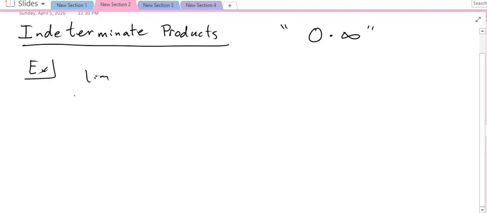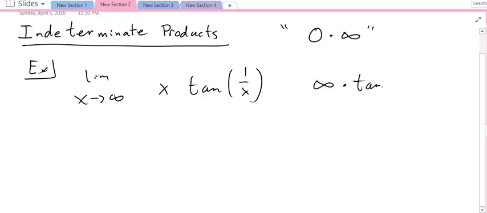The limit as x goes to infinity of x times the tangent of 1 over x. So as x goes to infinity here, we have something going off to infinity times the tangent of something going off to 0, because the limit of 1 over x is going to go to 0. So this is going to be an infinity times 0 thing. So what we need to do is be able to rewrite it as a quotient.